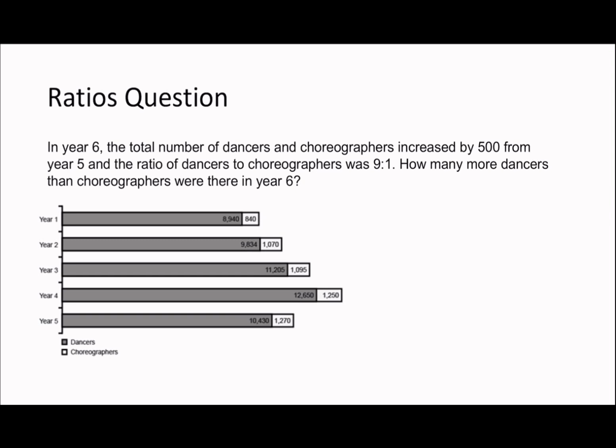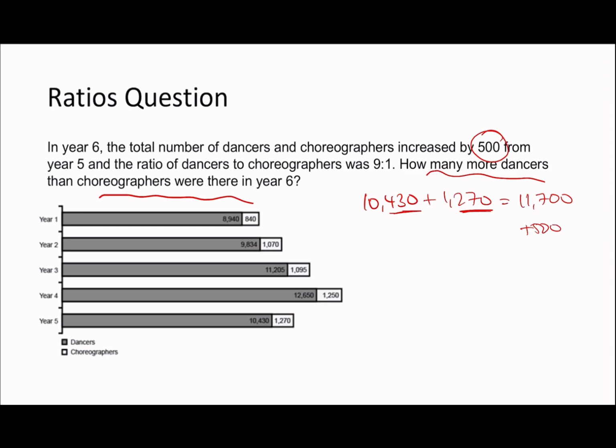Okay, so let's read the question. How many more dancers than choreographers were there in year 6? In year 6, the total number of dancers and choreographers increased by 500 from year 5. So in year 5, there were 10,430 plus 1,270. That equals 11,700. You can do a little bit of quick maths here: 430 plus 270 equals 700, and then 10,000 plus 1,000 equals 11,700. But we know that number increases by 500.